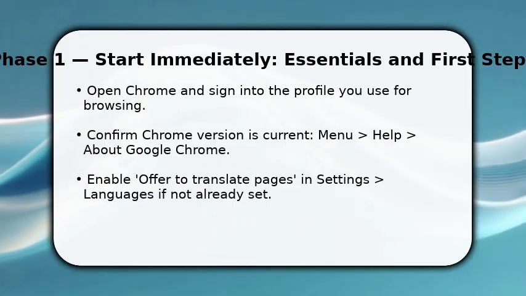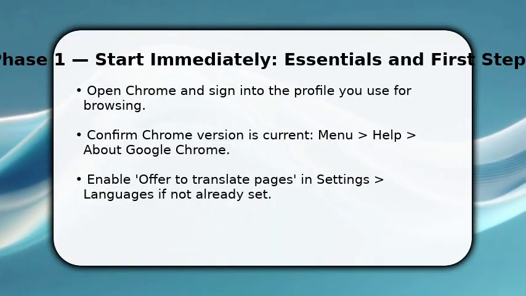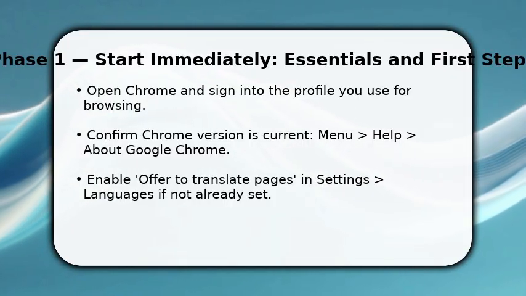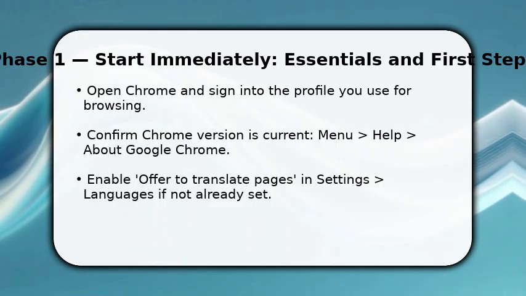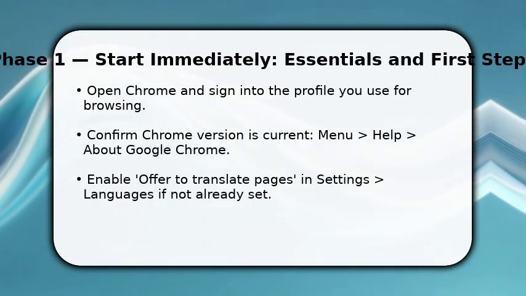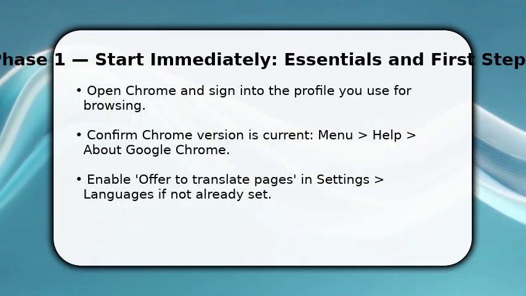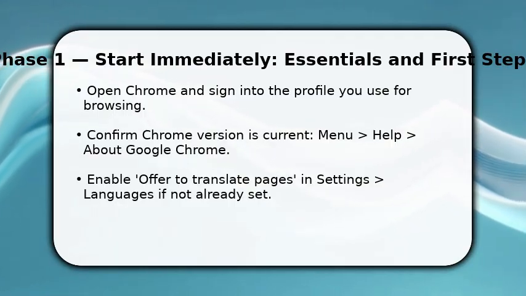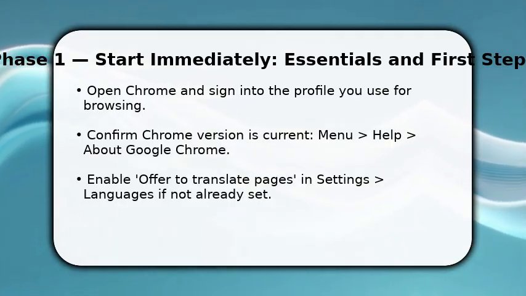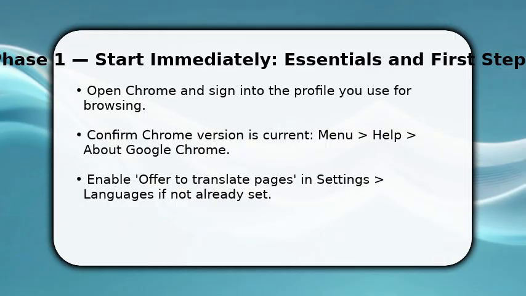You start by opening Chrome and using the profile where you want the language change to stick. Once Chrome is open, check the version via the menu, Help, About Google Chrome, and update if needed. This avoids UI differences. Next, go to Settings, Languages, and enable Offer to translate pages. This ensures translate prompts appear.